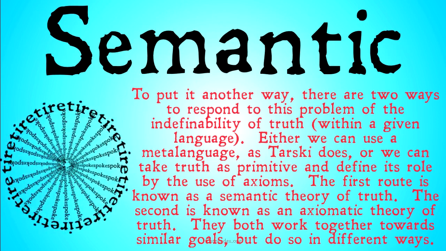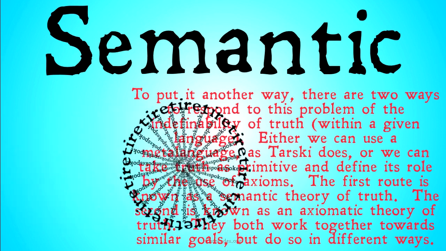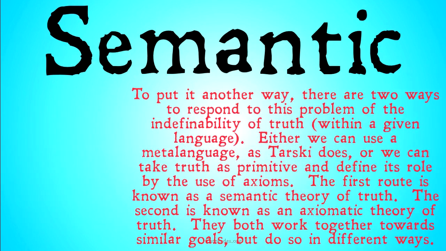To put it another way, there are basically two ways to respond to this problem of the indefinability of truth within a given language. Either we can use a meta-language, as Tarski does, or we can take truth as primitive and define its role by the use of axioms. The first route is known as a semantic theory of truth. That's what we've covered in our videos on Tarski's theories of truth. The second is known as an axiomatic theory of truth.